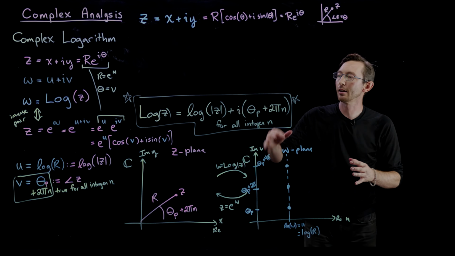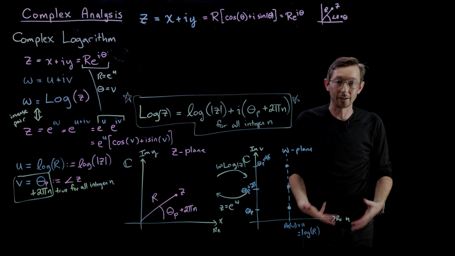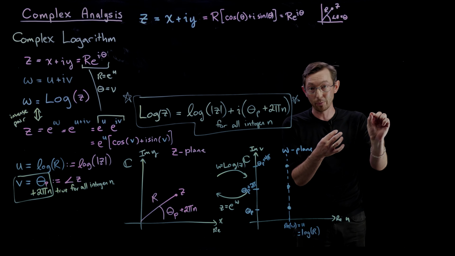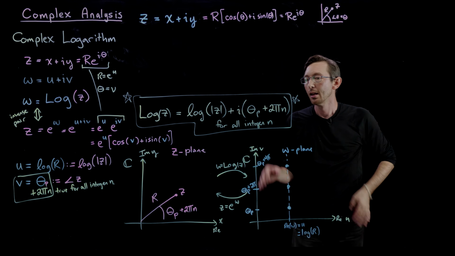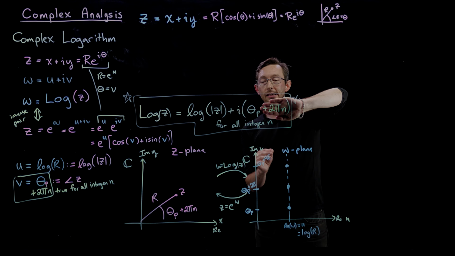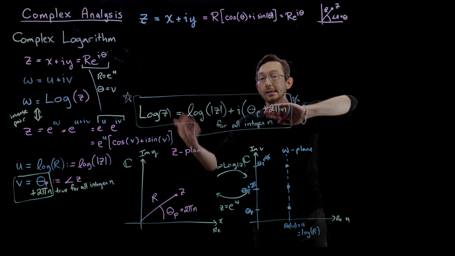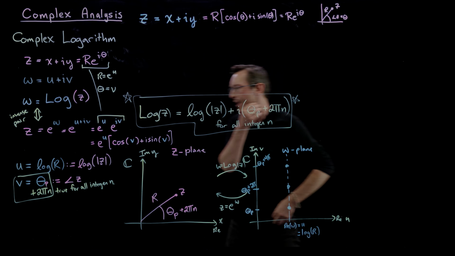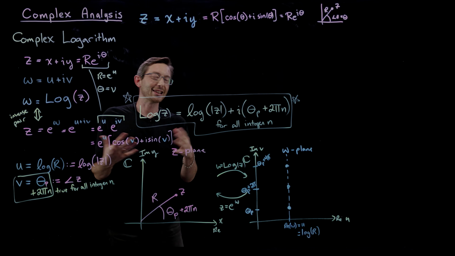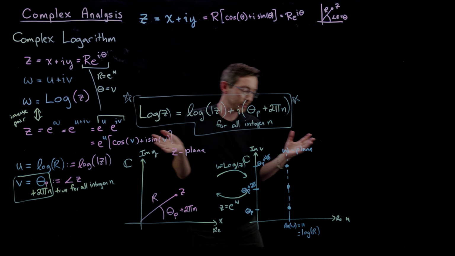So the complex logarithm is an infinite valued function. For every point z, there are infinitely many logarithms of z. If I choose n equals 0, this is called the principal logarithm. That's kind of the standard logarithm. Okay? And this might seem weird, but that's not the weirdest thing you've ever seen in math.